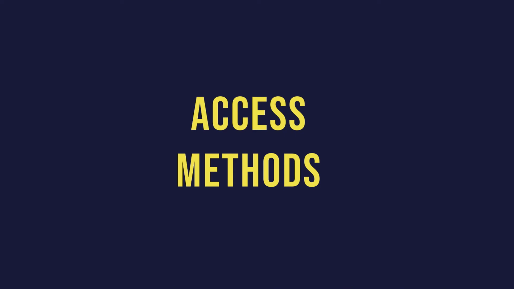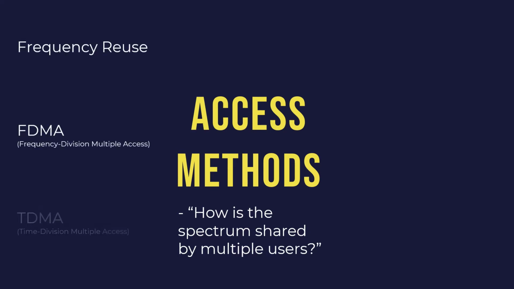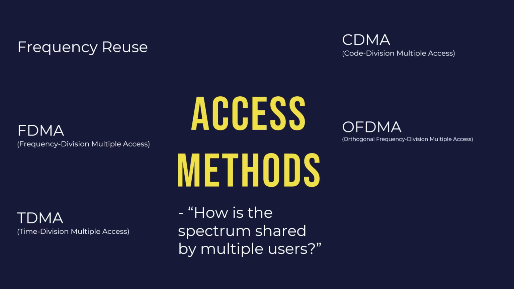Access methods. Access methods are the ways in which many users share a limited amount of the spectrum. It answers the question, how is the spectrum shared by multiple users? Access methods are similar to multiplexing methods. The techniques include frequency reuse, FDMA, TDMA, CDMA, OFDMA, and SDMA.